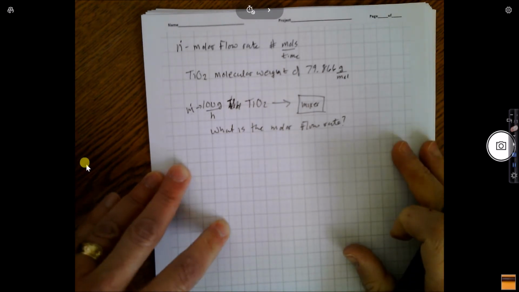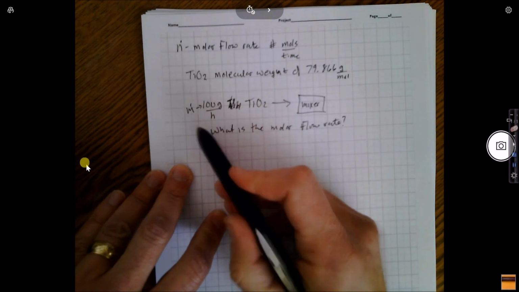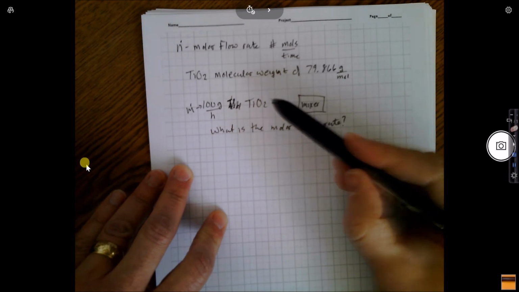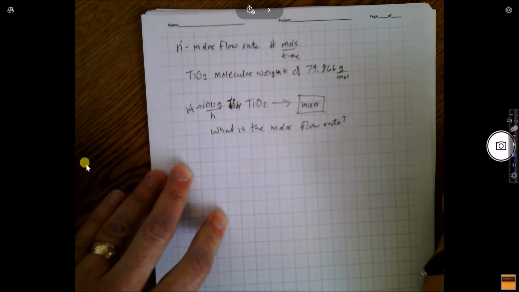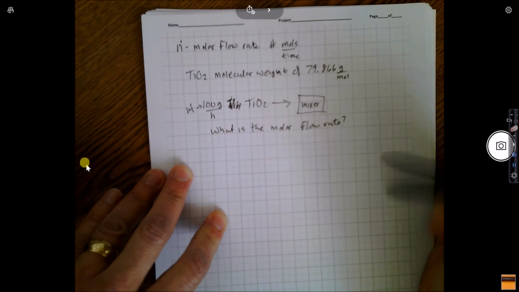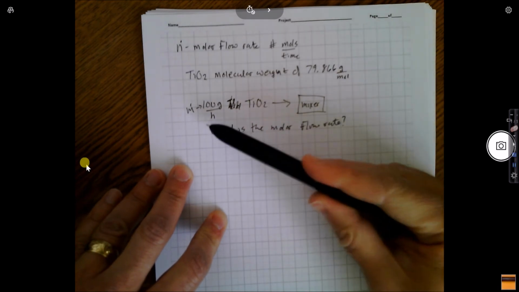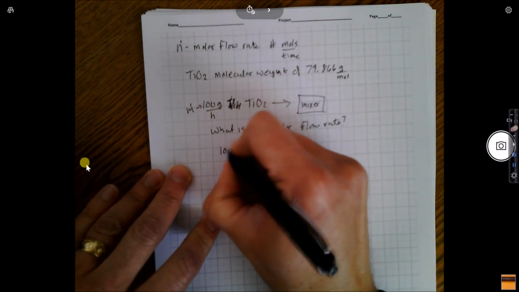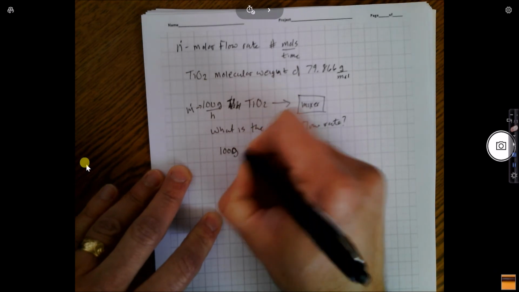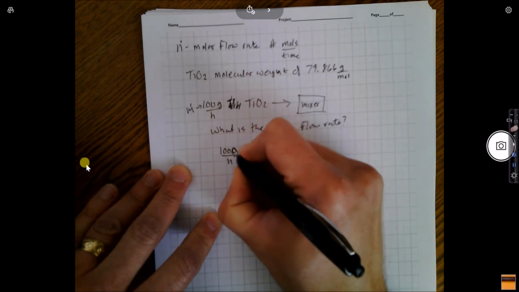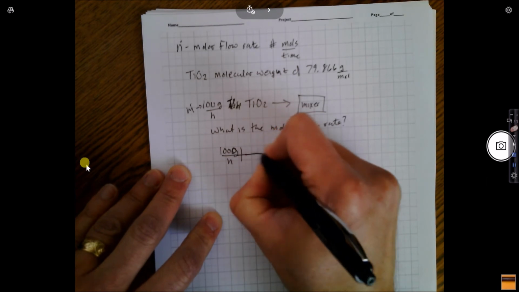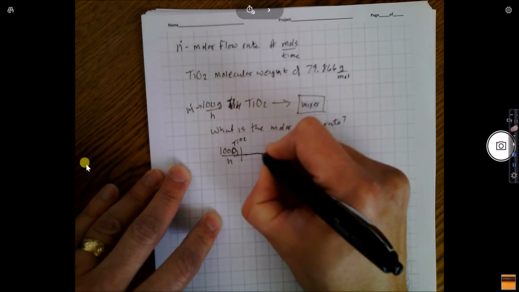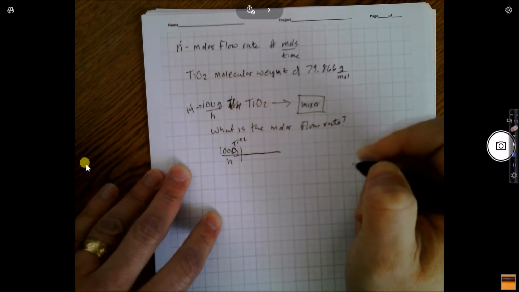We know that mass flow rate is given in terms of mass per time, and we know that molecular weight is given in terms of mass per mole. So we can use molecular weight as a conversion factor to get from mass flow rate to molar flow rate, which is where we want to go. So let's set up our railroad track. 100 grams per hour of TiO2. I keep forgetting to do the bookkeeping.